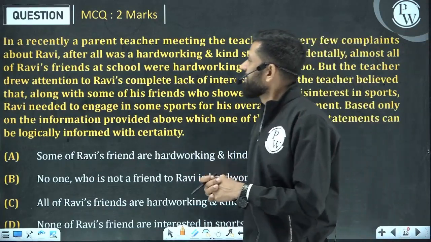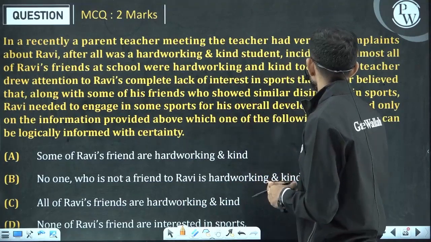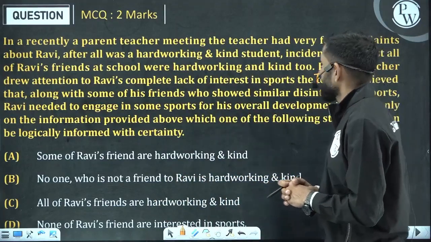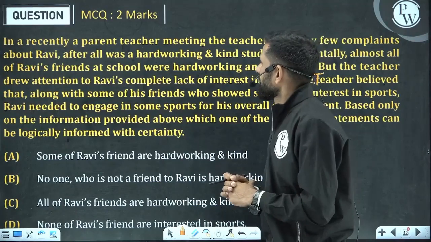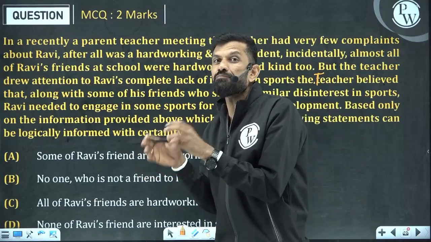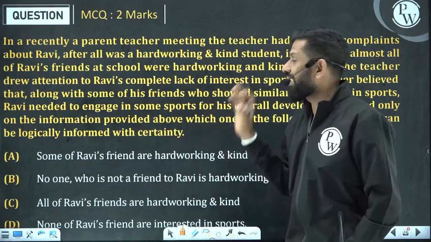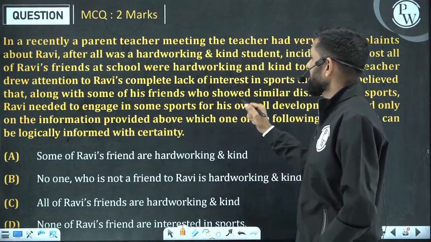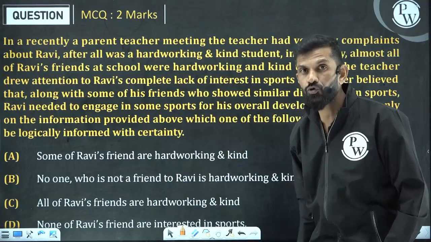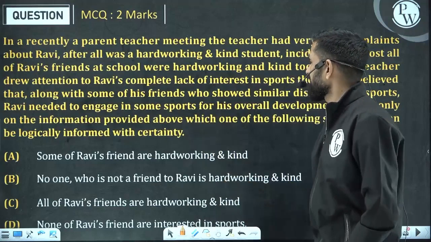The teacher believed that, along with some of his friends who showed similar disinterest in sports, here it should be a full stop and then the sentence should start. Teacher believed that along with some of the students who showed similar disinterest, meaning Ravi's friends who were also not interested in sports like Ravi, Ravi needed to engage in some sports for his overall development. He should also be engaged in sports, and interest should be created for sports.